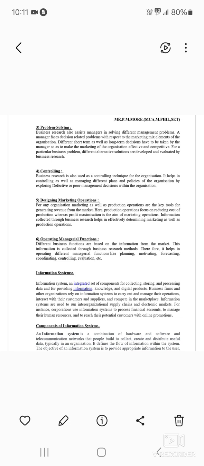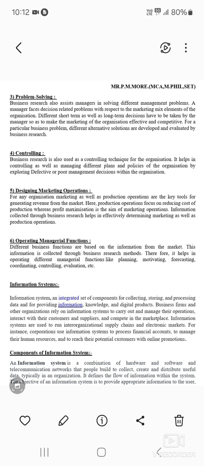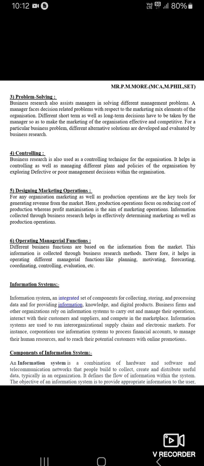Third role is problem solving. Business research also assists managers in solving different management problems. A manager faces decision related problems with respect to marketing mix elements of the organization. Different short term as well as long term decisions have to be taken by the manager so as to make the marketing of the organization effective and competitive. For a particular business problem, different alternative solutions are developed and evaluated by business research.